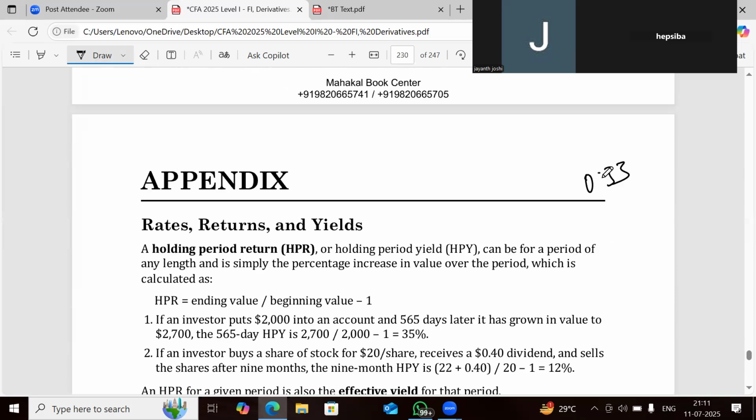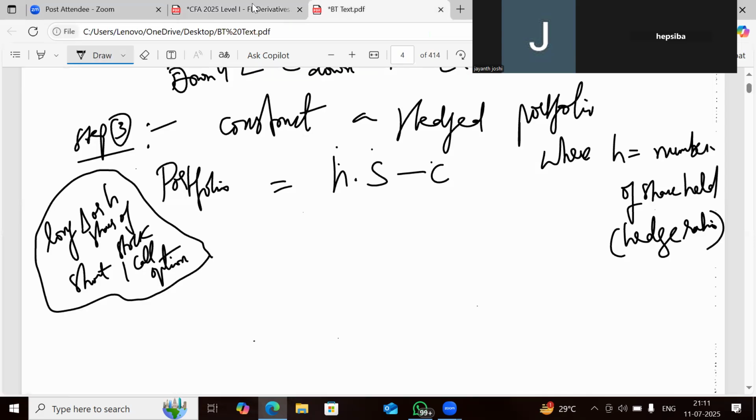What do you interpret with 0.33, Hepzibah? With 0.33, you kind of interpret 1 by 3. 1 by 3 part of a stock. That means one third of a stock. For every one short call, you will be long one third, 1 by 3 fraction of a stock, not the total stock. That's the interpretation I've given here.